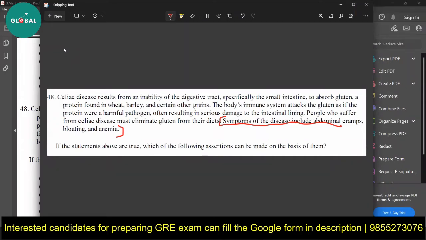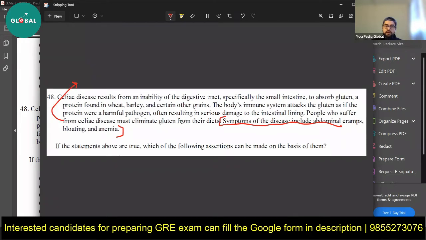The second to last line is: people who suffer from celiac disease must eliminate gluten from their diets. If the person is suffering from celiac disease, he or she must eliminate gluten. So I think from this line he will give you an option. This is my guess. Like, if a person is eliminating gluten from their diet, he will never get this disease. But this is not true. This is what this line is saying.